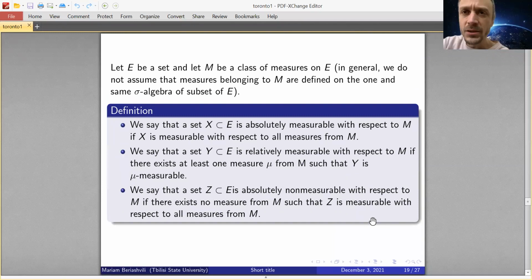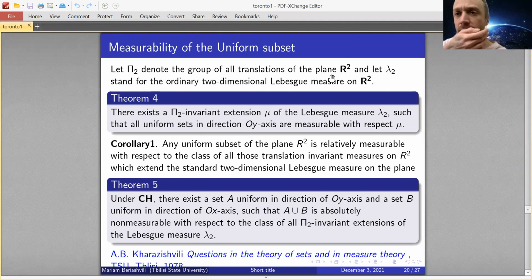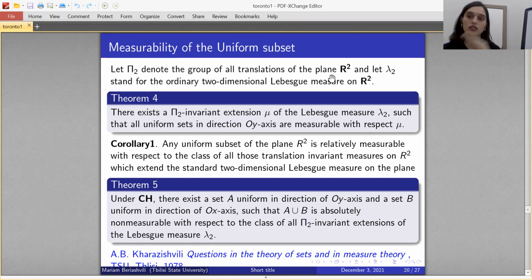What is a configuration? Can you go back for a second? Oh, yes, it will be an invariant configuration. Pi2 is the group of all translations of the plane here. We have the translations of the uniform sets, which give us the finite set in the same direction.